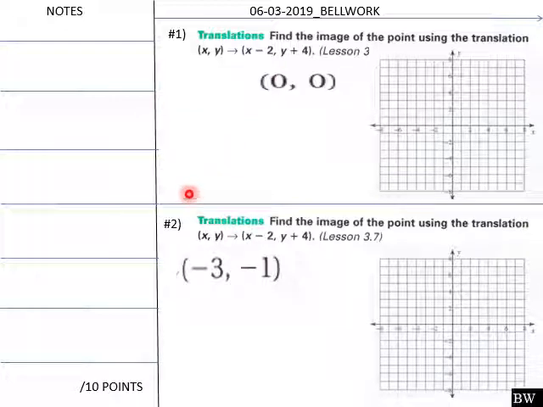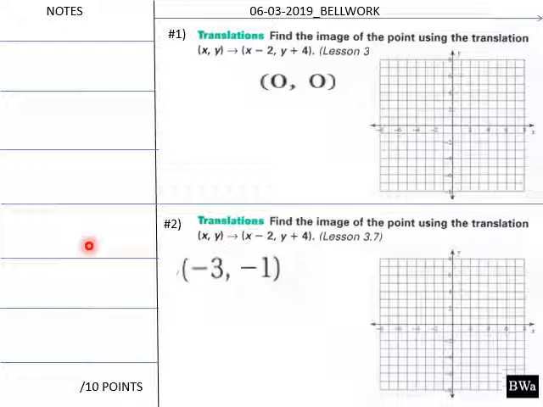Today, teachers, your bell work is here. Find the image of the point using the translation of (x minus 2, y plus 4) for this one here, and same thing down here for this one too. -3, -1. Give your students 4 minutes to do this.